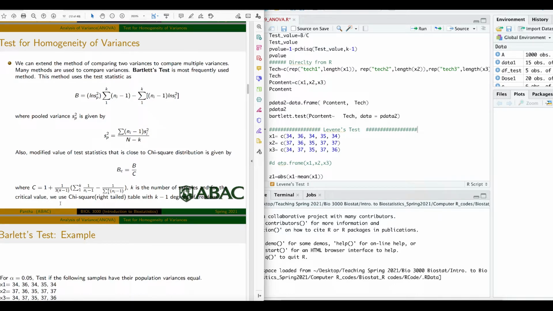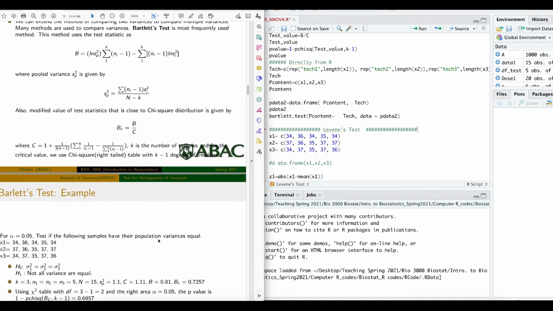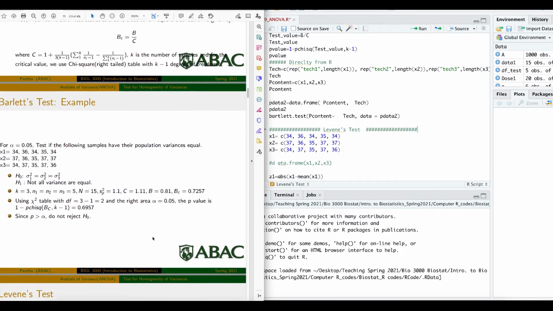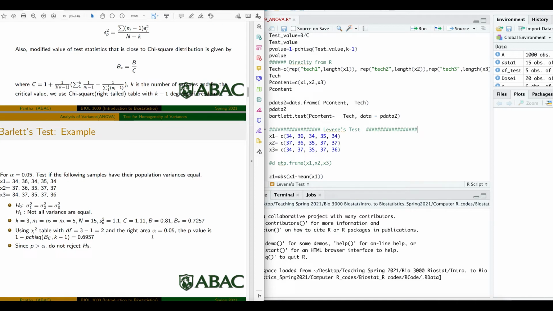And for the critical value, we use chi-square right tail. Or if you want to find the p-value, you can use pchisq for the right tail, with k minus 1 degrees of freedom. So let us see one example, okay? I will show you how to do that by hand manually, and then I will show you how to use R directly, okay?